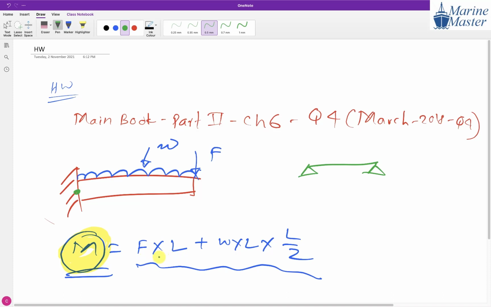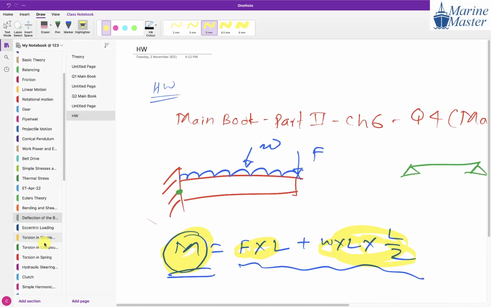F into L, W into L into L by 2. And both directions are the same way, so we can directly add them. If the directions are different, then the opposite direction effect, I will subtract, guys. But here both direction effects are the same, and we will see that in the upcoming discussion.